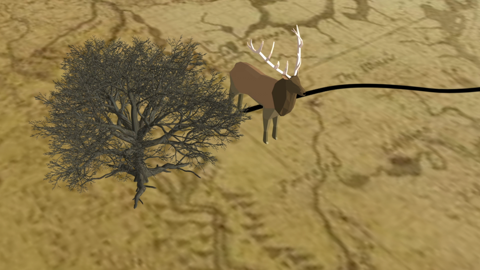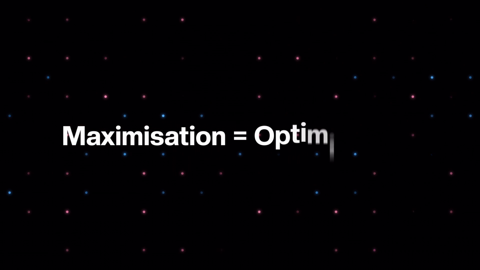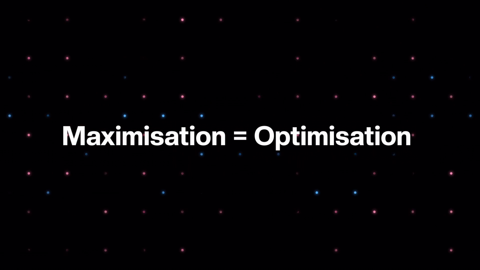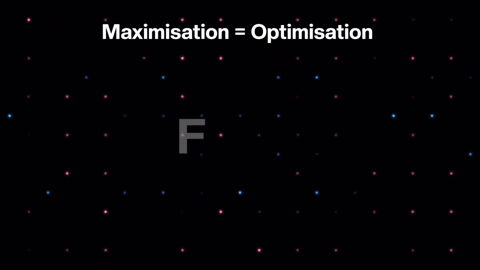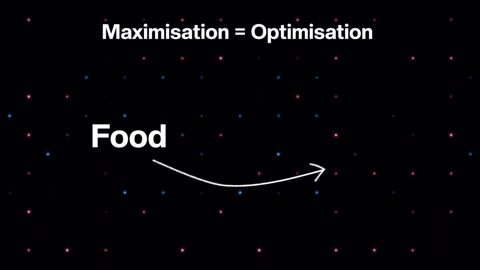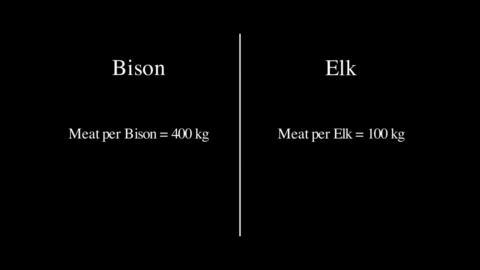And if we remember from earlier, maximization is optimization, which tells us food is our objective function. Bison and elk here both act as variables. Grug can change how many of each he hunts, which in turn affects the objective function f. Let's say Grug can get 400 kilograms of meat from a bison and 100 kilograms of meat from an elk.